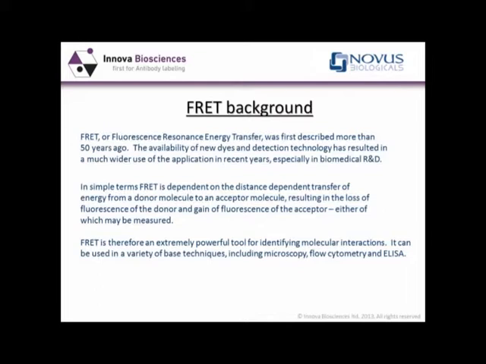Most importantly, FRET is therefore an extremely powerful tool for identifying molecular interactions. It can be used in a variety of base techniques, including microscopy, flow cytometry, and ELISA.